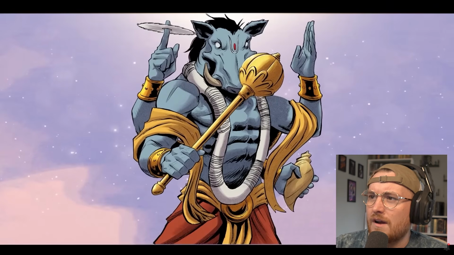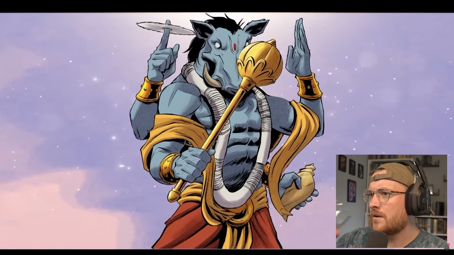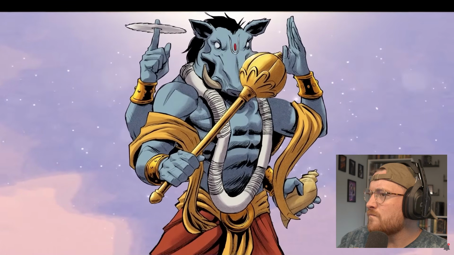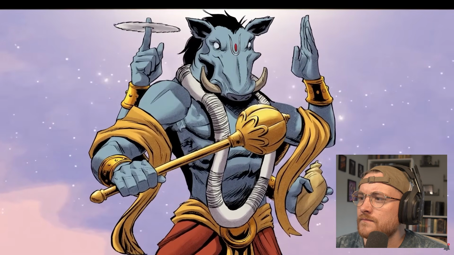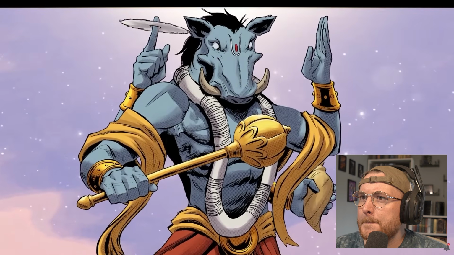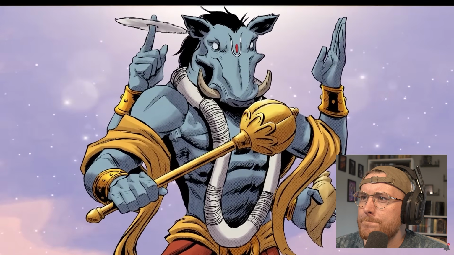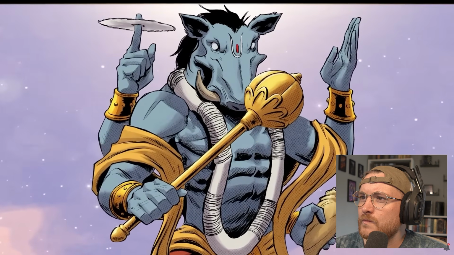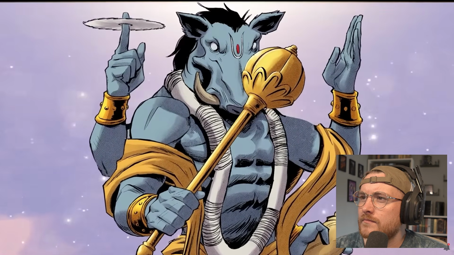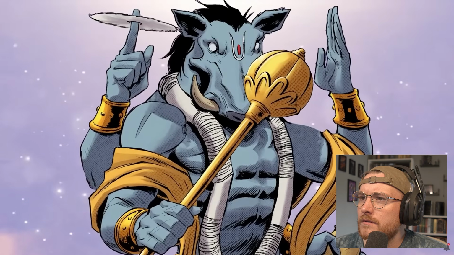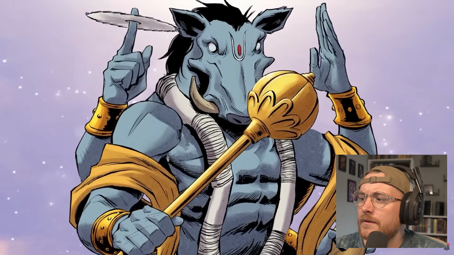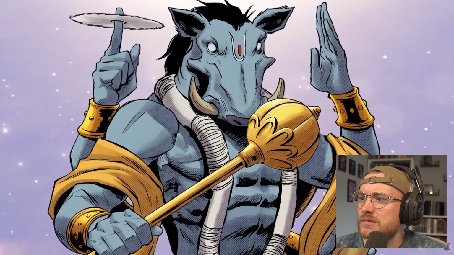Varaha is worshipped as the third avatar of Vishnu. He is usually depicted with a human body and a boar's head, holding a disc, a conch shell, and a war club, symbols of his divine powers. In Hindu mythology, Vishnu took the form of a boar or a human with a boar's head to rescue the earth, personified by the goddess Bhudevi, from the demon Hiranyaksha, who had kidnapped her at the bottom of the cosmic ocean.